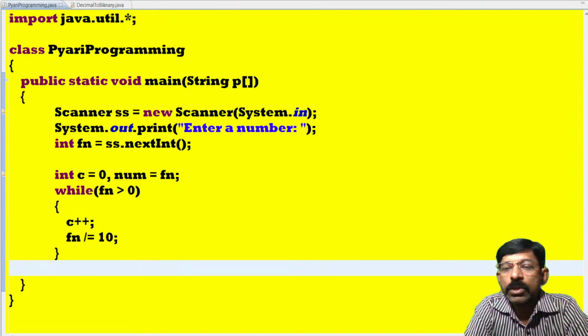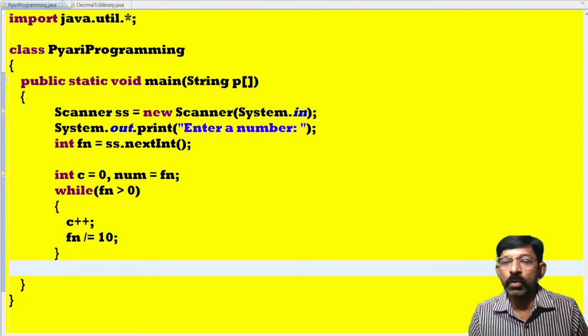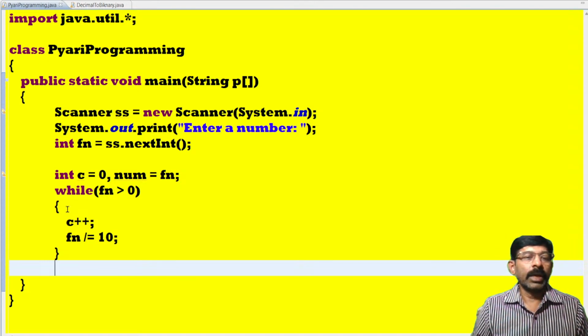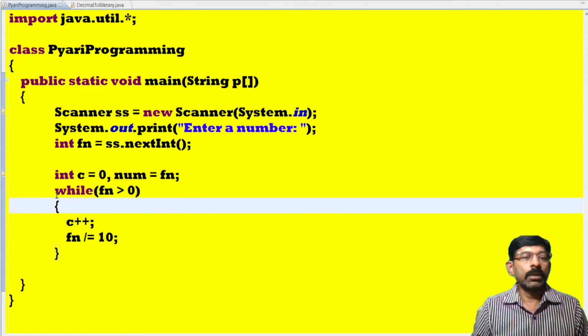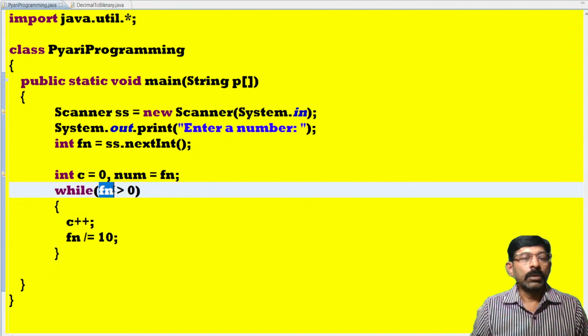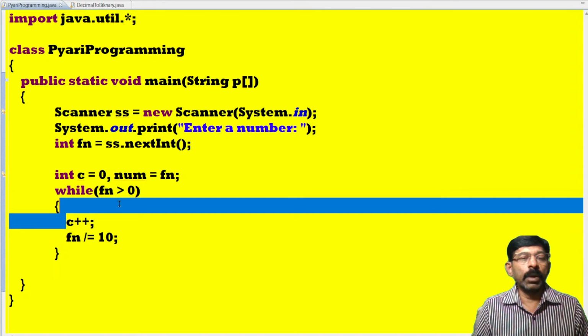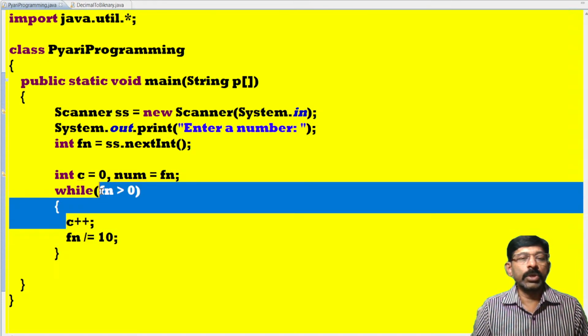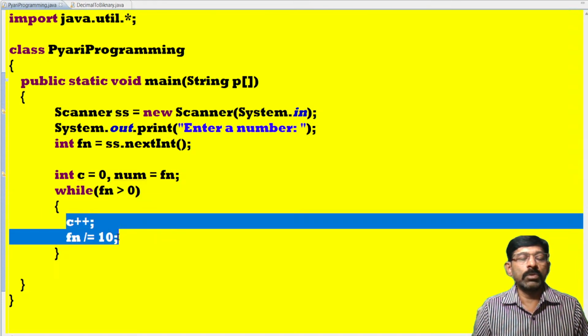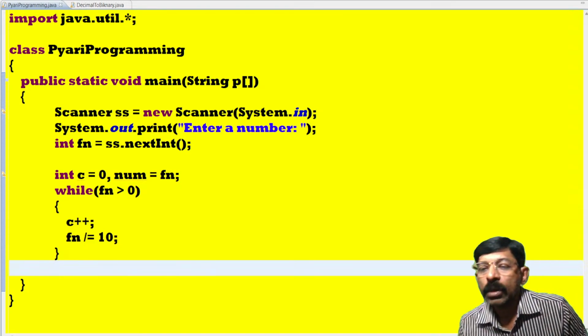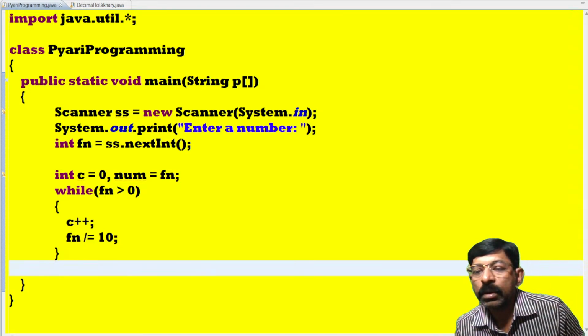Count the number of digits. As I said, extracting the digit is not required. Simply check the number, increase the counter, reduce the number. Check the number, increase the counter, reduce the number. 9th class, confirmation?